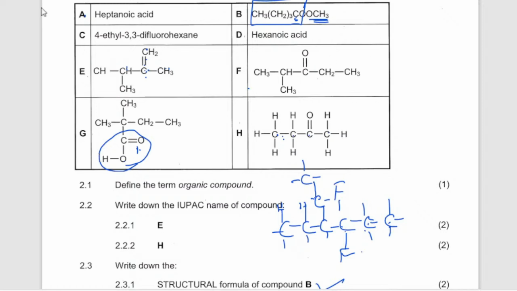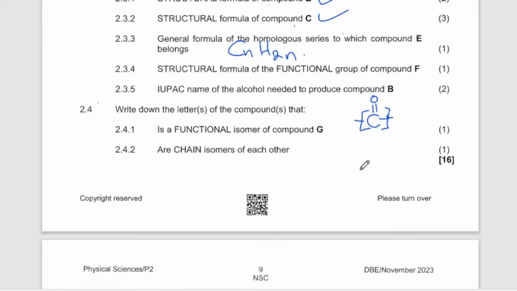So the only ester we have here is this. But we have to find out if they have the same number of carbons. So we come here and we count 1, 2, 3, 4, 5, 6. So automatically B and G are functional isomers. So the answer here becomes B, because they are looking for the functional isomer of G.